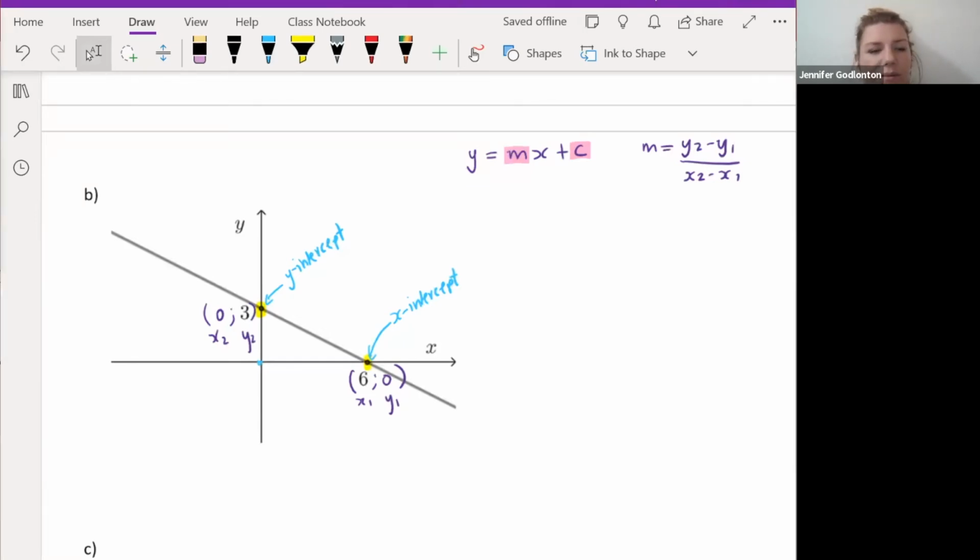Can I help? Hi. Sorry, for my gradient, I got -1/2. A negative sounds good, and the half also sounds good, so I think you're on a good track. My initial answer was y is equal to -1/2x plus 3. That sounds great. Okay, you're smashing this. Nice job. Thank you.